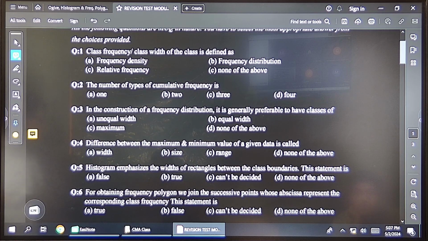Just now, which number did you do? 2? Yes or no? Cumulative frequency. How many types are there? Let us discuss the answer. Cumulative frequency, how many types are there? 2 types. What are those? Less than and more than. So this is the answer we discussed. B. Yes or no? Find the rest. Done? Just wait, okay?